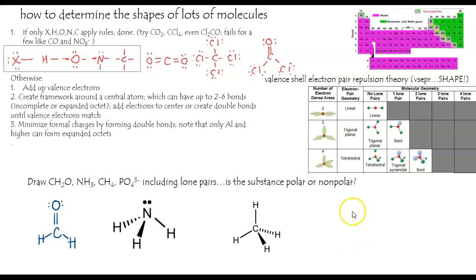So I would draw phosphorus in the center, all 4 oxygens around it with a single bond. Now that would mean phosphorus would only have 4 electrons that it's sharing, and that's no good. It would have the 32, and each oxygen would have a negative charge.